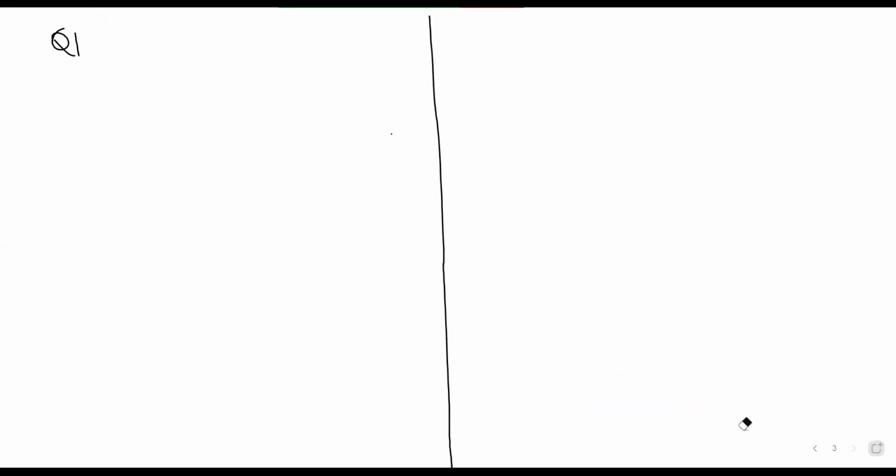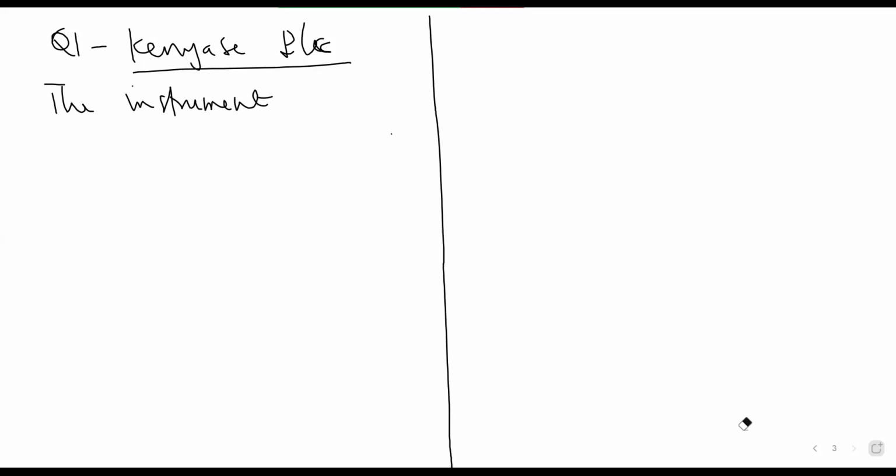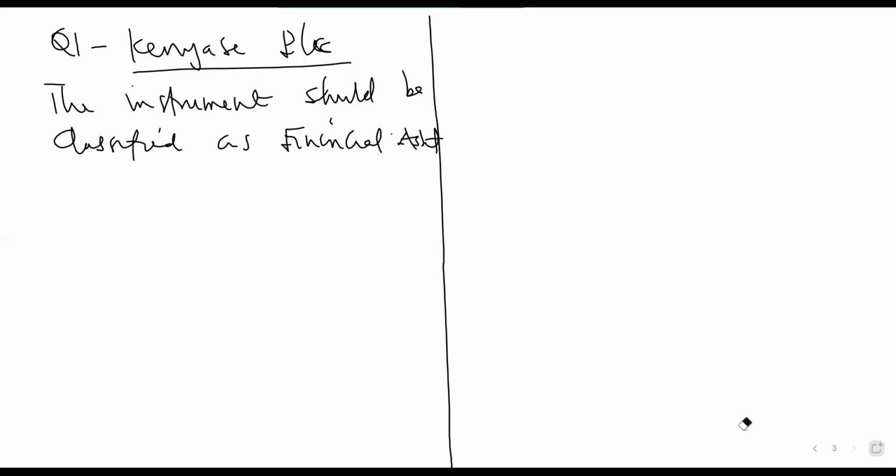So we have question number 1, Kenya State PLC. The instrument should be classified as a financial asset at amortized cost. Okay.